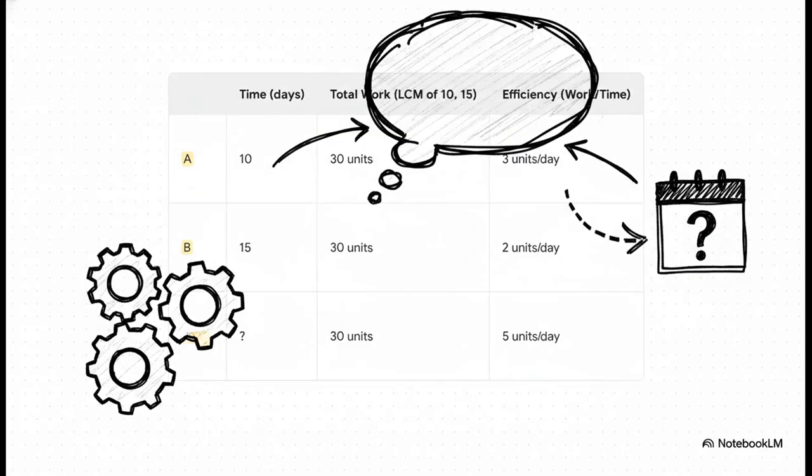Now let's solve our original problem with this. The LCM of 10 and 15, that's 30. So let's say the total job is 30 units of work. To figure out A's efficiency, we just do 30 divided by 10 days, so A does 3 units a day. For B, it's 30 divided by 15 days, which is 2 units a day. So what's their combined efficiency? 3 plus 2, it's 5 units per day. See, no fractions anywhere, just clean, simple numbers.